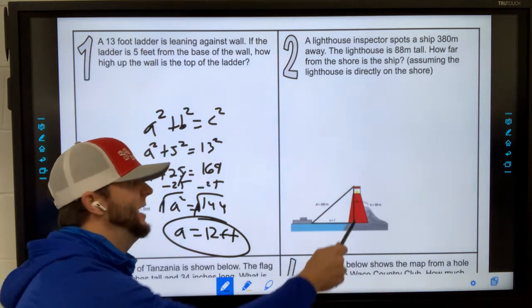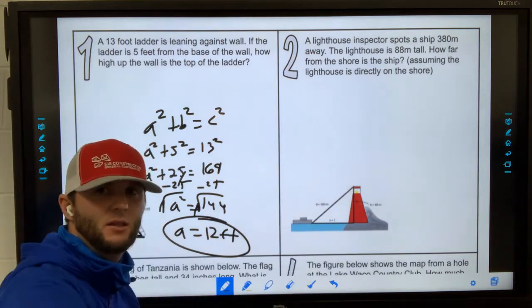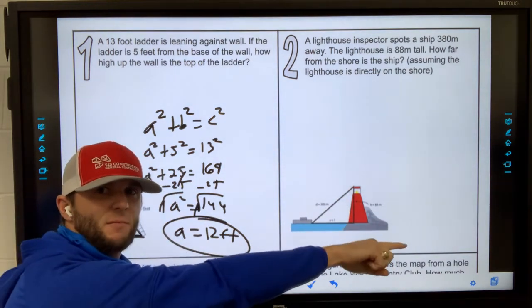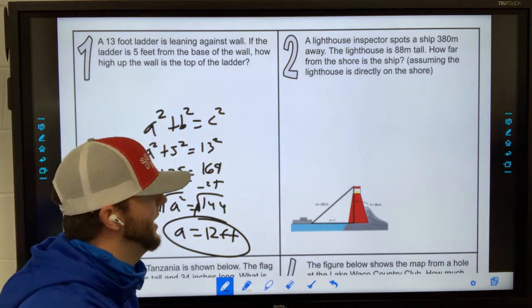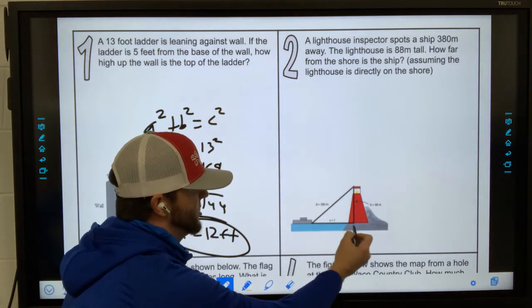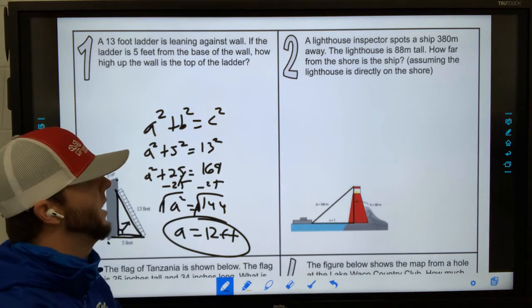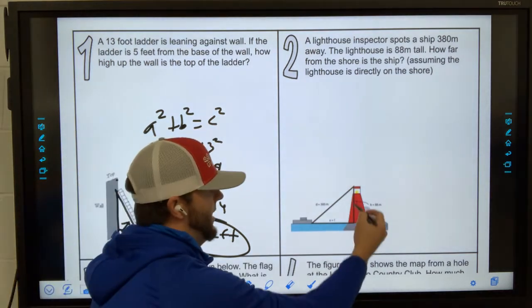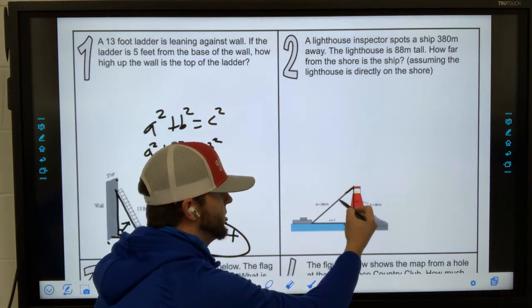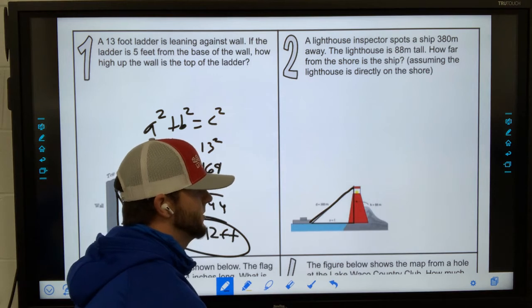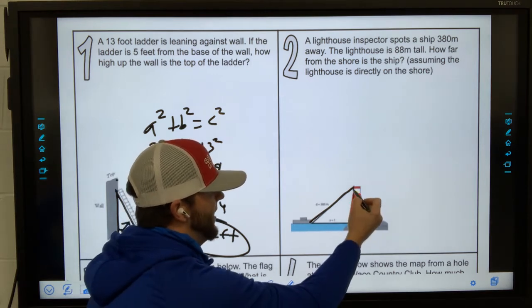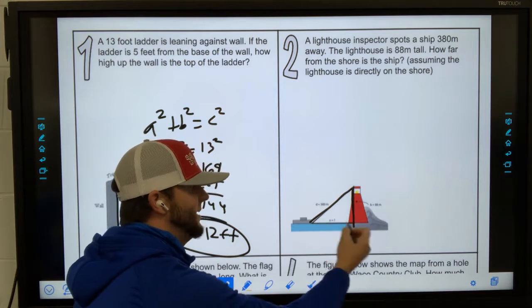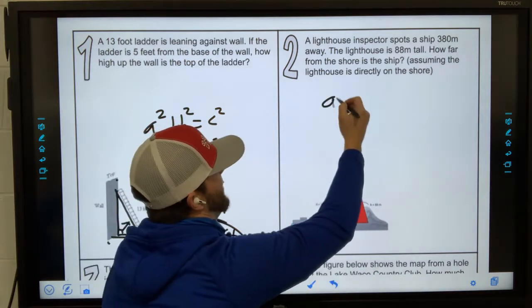So that means the guy is sitting on top of this thing. He looks out, he probably has a meter showing how far away the ship is from him, okay? And so now we have to find how far that ship is from the shore. So we're going to be using the Pythagorean theorem here. From where he's standing, looking straight down at the ship, that's my hypotenuse. The height of this is going to be 88 meters tall. We need to find the base of this, okay? So I'm going to use the Pythagorean theorem to find that.